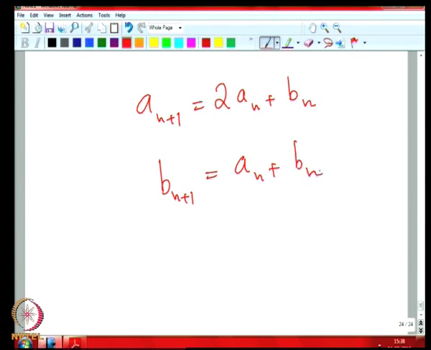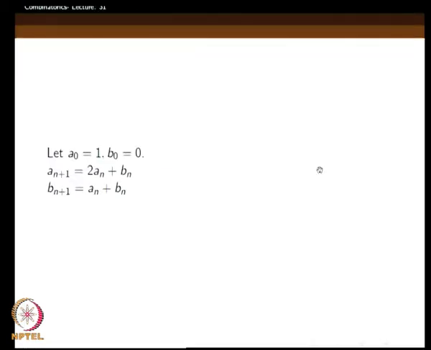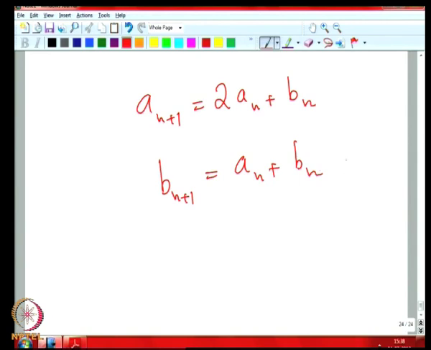And this is valid for say n equal to 0 onwards. So, both equations are true for n greater than or equal to 0 onwards. But of course, this starts with 1. So, what we can do is we can define two generating functions. One is, say, corresponding to this we can define a generating function a of x.